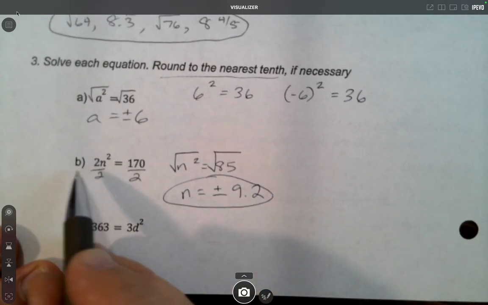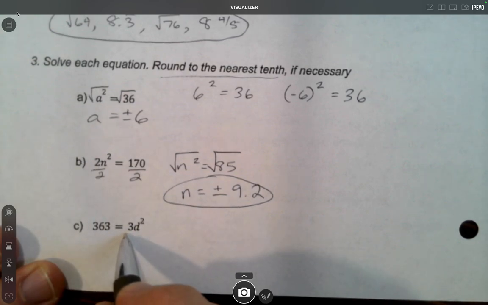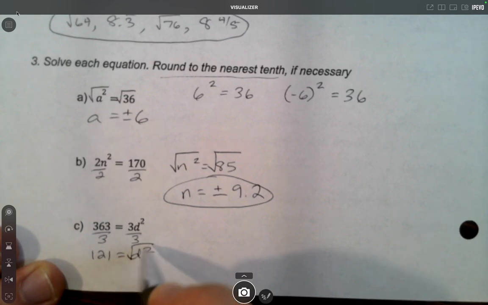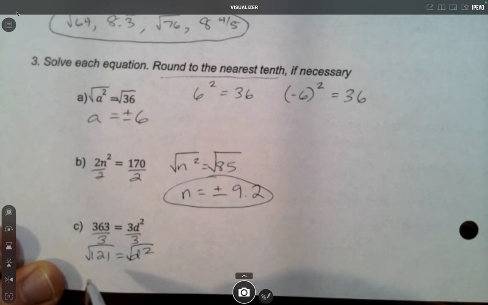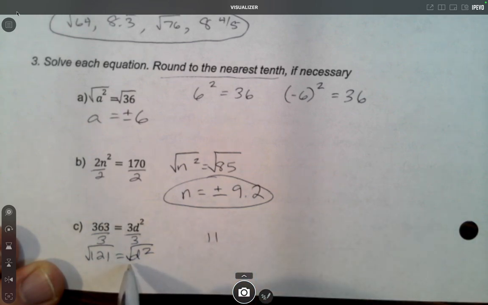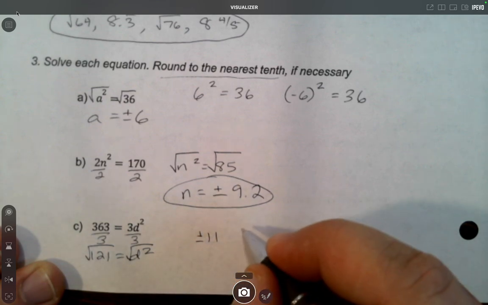Okay, on this one, similar pattern. Doesn't matter if the variable's on the left or the right. We divide both sides by 3. We get 121 equals d squared. Then we take the square root of both sides. The square root of 121 is 11, but because I took the square root of a variable and I'm solving for a variable, I have to say plus or minus 11 is equal to d.